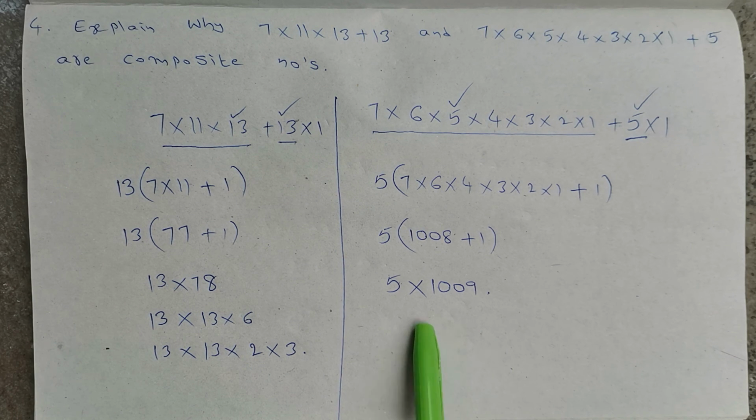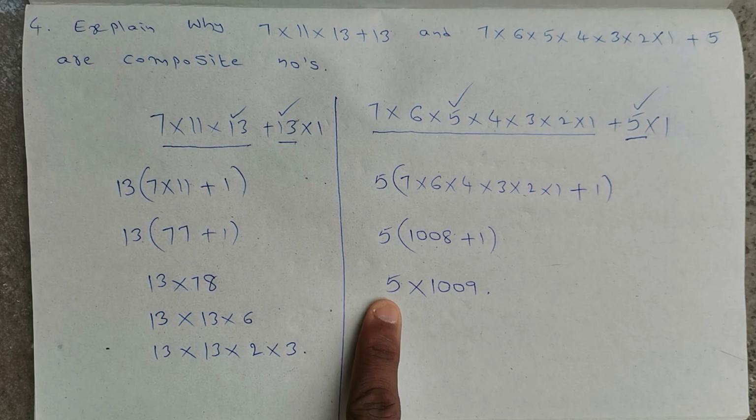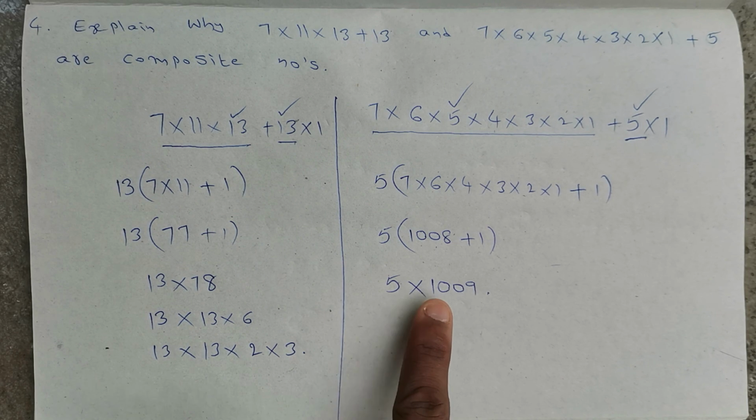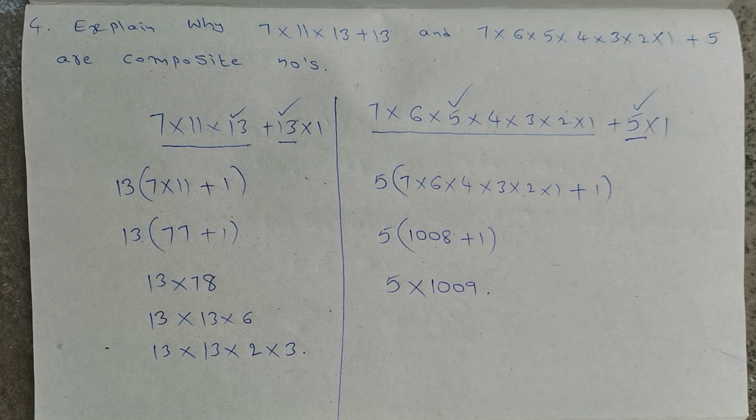Otherwise here also the same, it has more than two factors. One number is 5 and one number is 1009 and one number is 5 into 1009, that is 5045. So it has more than two factors, so it is also a composite number.